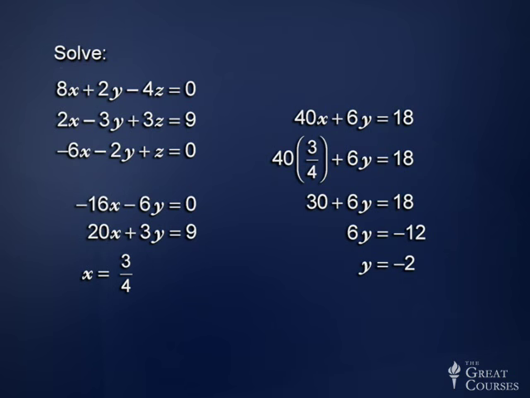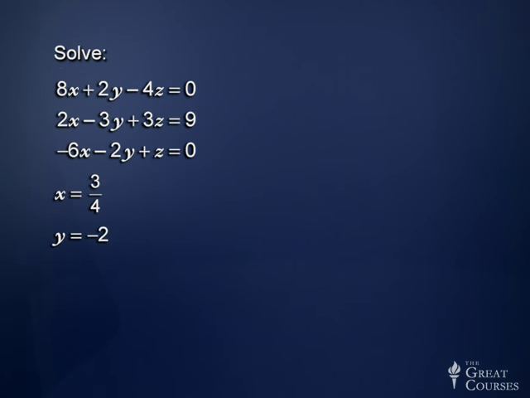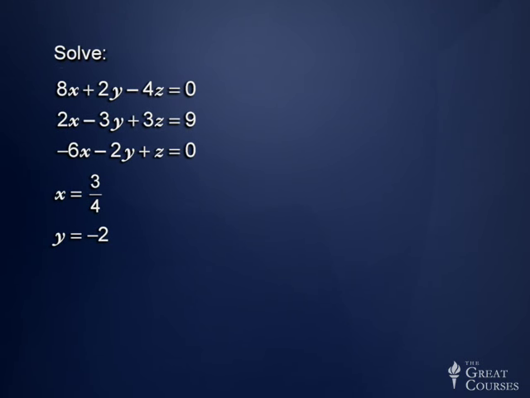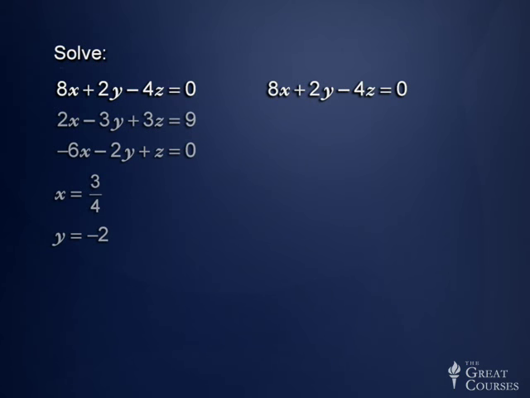So now I have both the value for x and the value for y. I just need the value for z. What do I do? Well, I go back to one of the original equations that we started the example with. I plug in the value for x, and I plug in the value for y, and all that will be left is solving for z. So let's go back to those original equations. I can pick any of the three that I want. I'm just going to pick 8x plus 2y minus 4z equals 0.